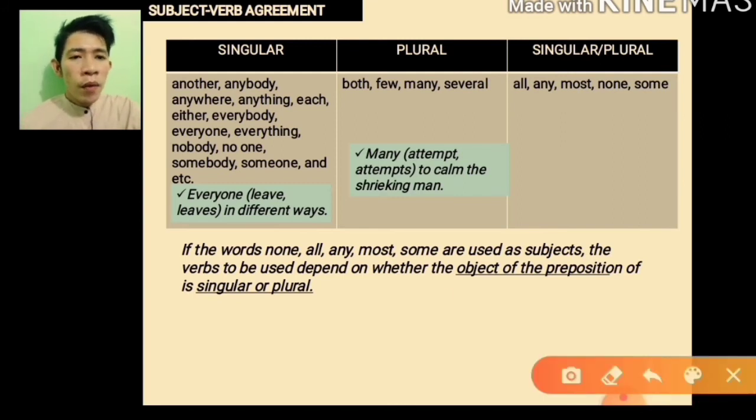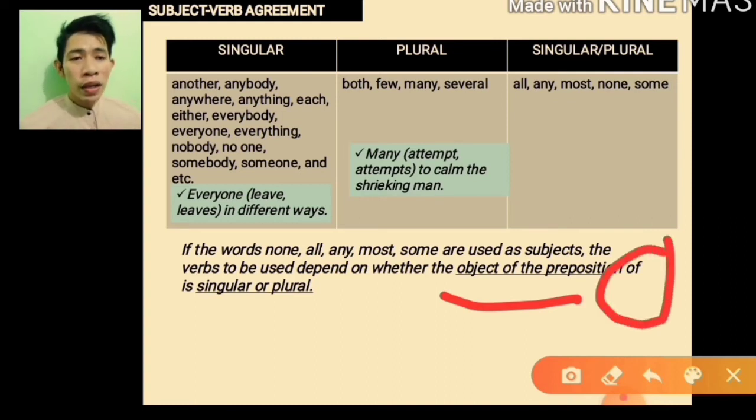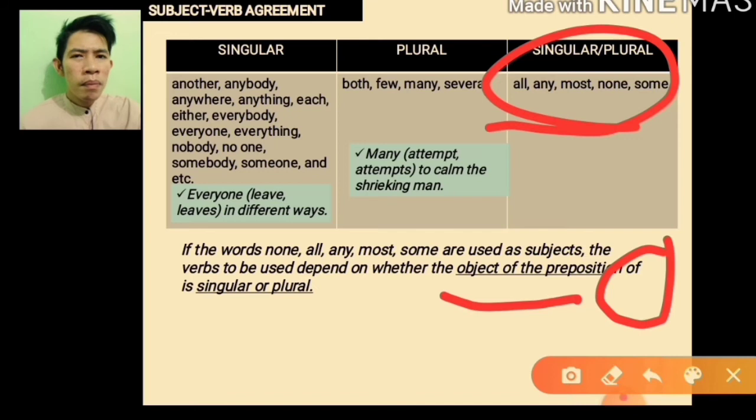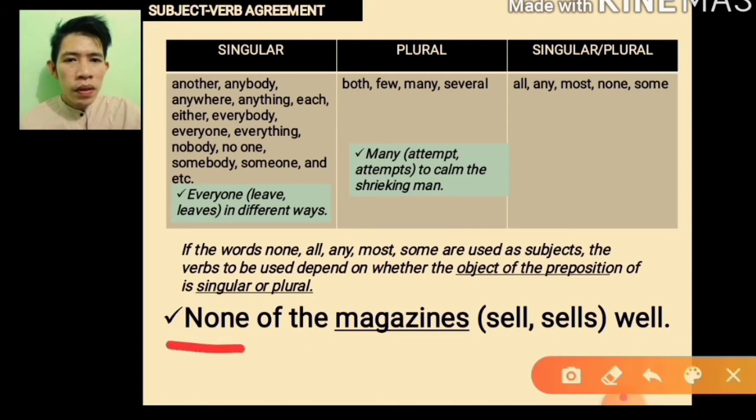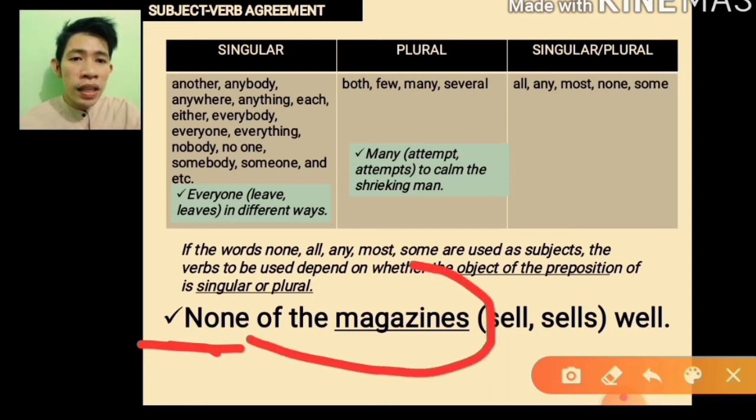So, object of the preposition daw with of, nakadepende doon. Kapag ang subject ay all, any, most, none, some. How is it possible? Let's try this. None of the magazines sells well. Tama? So, where is our subject? So, ito yon. So, there is a word none. And none can be singular or plural. So, kanino ba mag-a-agree si verb? According to the rule, mag-a-agree si verb kapag may none sa of preposition. Ito yung of preposition natin eh. Tama? Kasi may of siya.